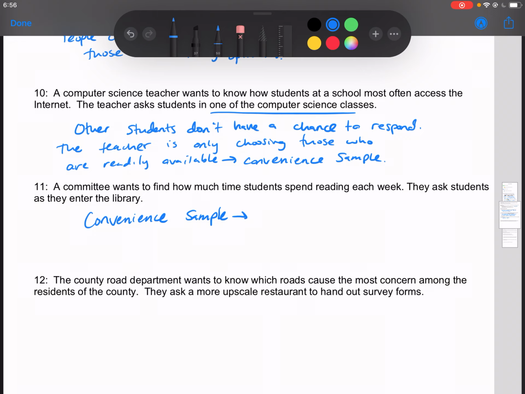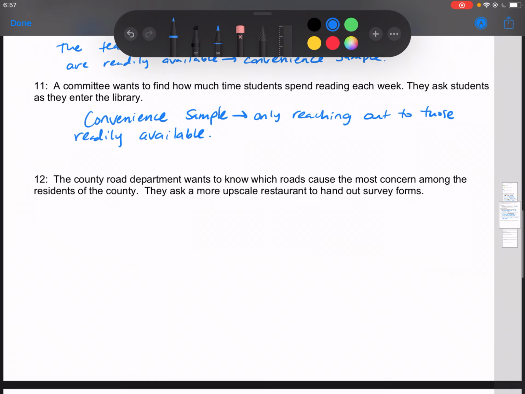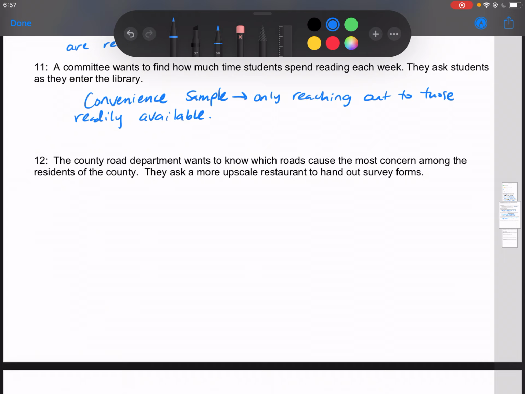So they're only reaching out to those readily available. And if you think about it, if you're asking students how much time they spend reading each week, and you only ask students who are entering the library, you're going to skew your data to overrepresent how much kids actually read. Because you're asking students who are already prone to be reading, you're going to have a much higher number than the average of the general population would probably be. I'm not going to write that out, but that would be something else I'd probably explain.